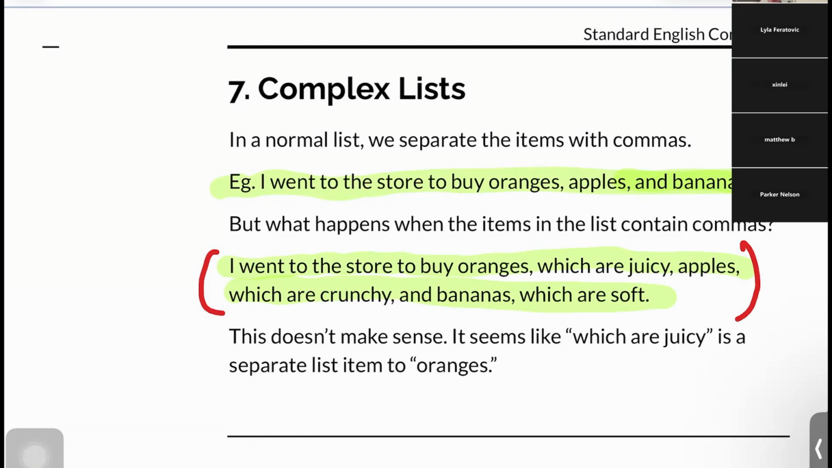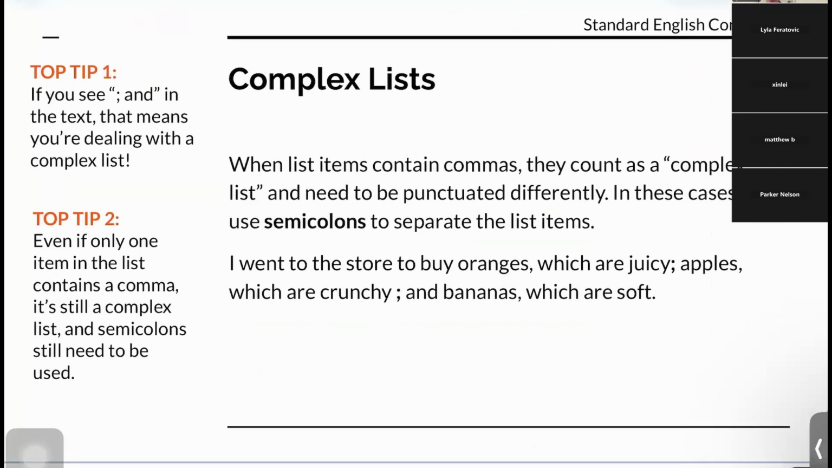So there's this concept of a complex list, which is a very specific kind of grammatical situation. If you have a list like this second list, where you're adding in extra information inside each of the items. So let's look at that kind of thing happening correctly.